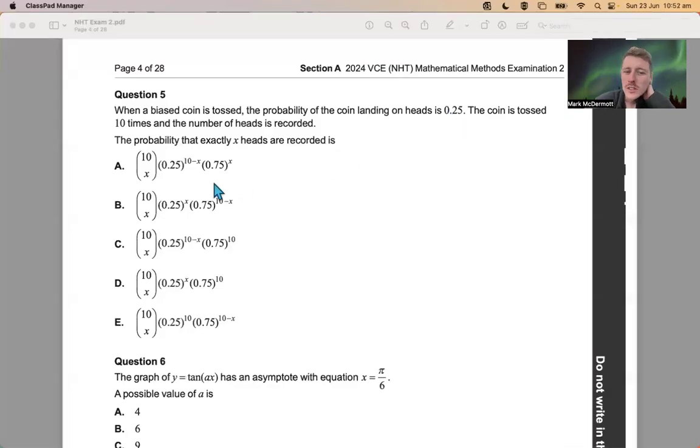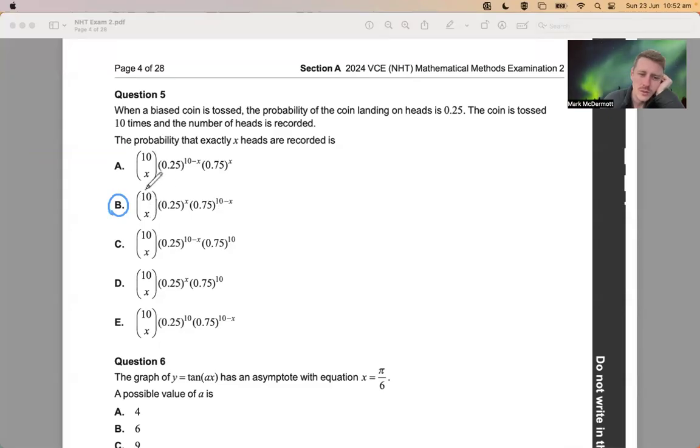Question 5. When a biased coin is tossed, the probability of the coin landing on heads is 0.25. The coin is tossed 10 times and the number of heads is recorded. The probability that exactly X heads are recorded is... Okay, I think the answer to this is B. The reason I think that is because it's a pretty straightforward binomial distribution question, so you've got to use the binomial formula, which is essentially what this is.